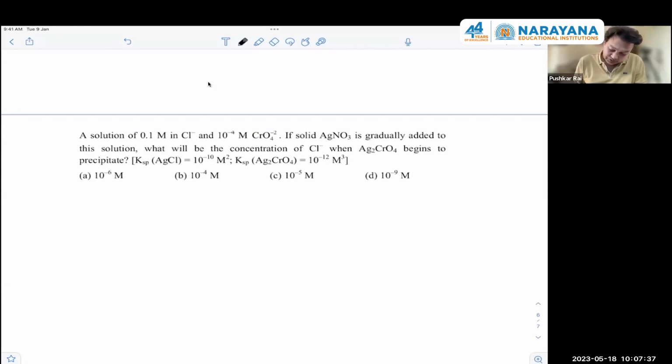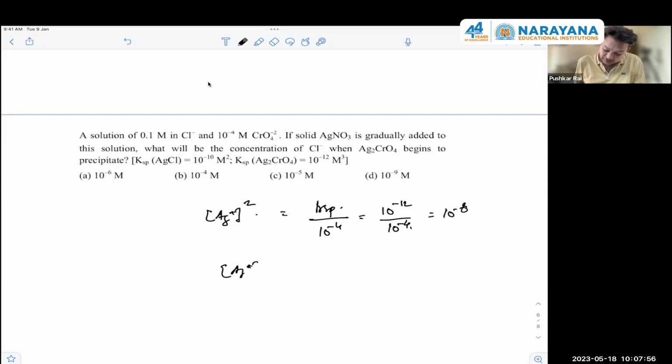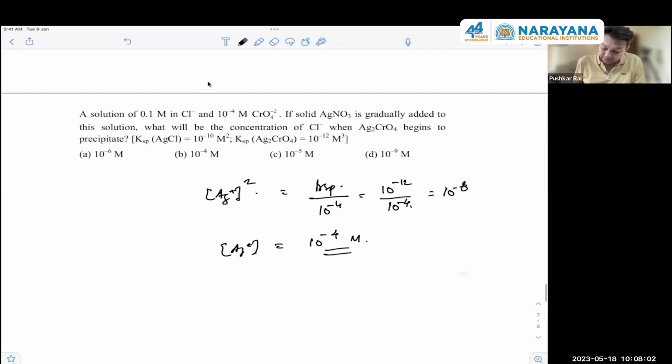When it starts to precipitate, what will be the Ag plus concentration? Ag plus concentration whole square will be Ksp upon 10 to the power minus 4. So that is equal to 10 to the power minus 12 divided by 10 to the power minus 4, 10 to the power minus 8. So definitely Ag plus will start precipitating when its concentration is 10 to the power minus 4 M. You understand?